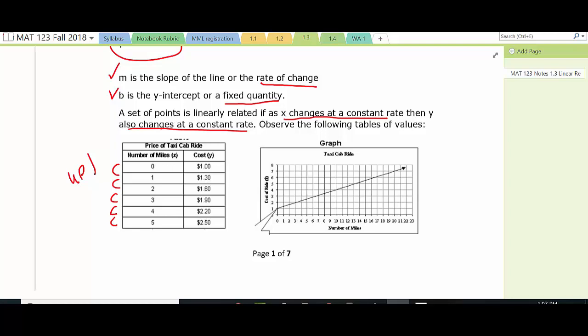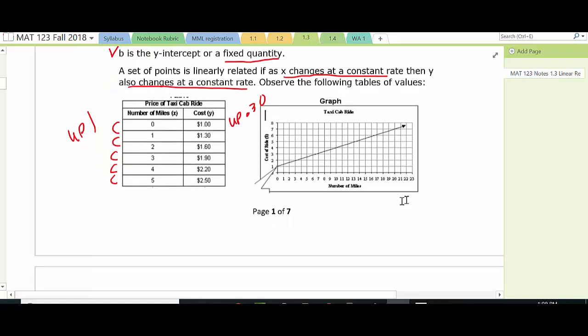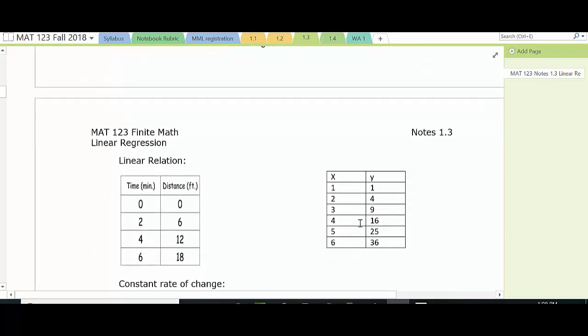$1, $1.30, $1.60? Yeah, they're going up by 30 cents. Good, okay? So you want to write yourself a note on that. I know that's linear because as x goes up 1, the y goes up 30. They both go up at a constant rate. They don't have to be the same rate, but that's how you know. And of course, if you plotted those points, then you would have a line. So that's what the idea is. A lot of times students understand the line part, but not the idea of the constant rate of change.